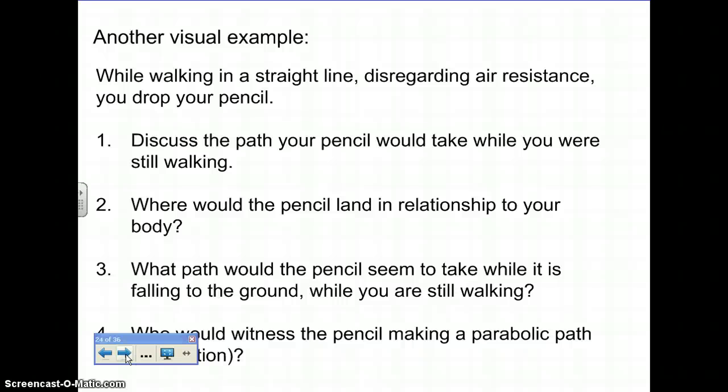I want you to take 6 steps forward, and on the 4th step, drop your pencil and stop once you finish your 6 steps. So 1, 2, 3, drop, 5, 6. Look at your pencil. Where is it? It should be right beside you, right?